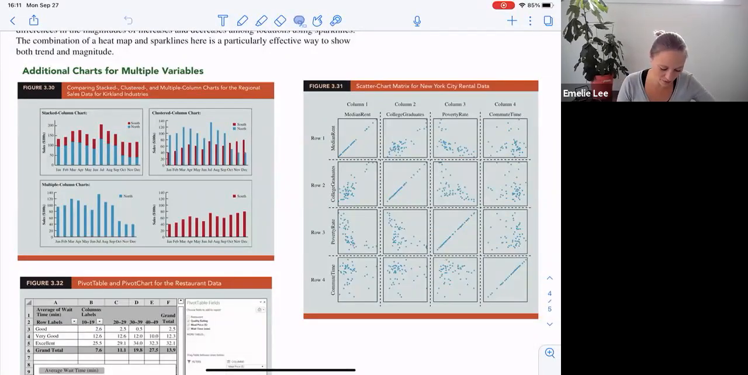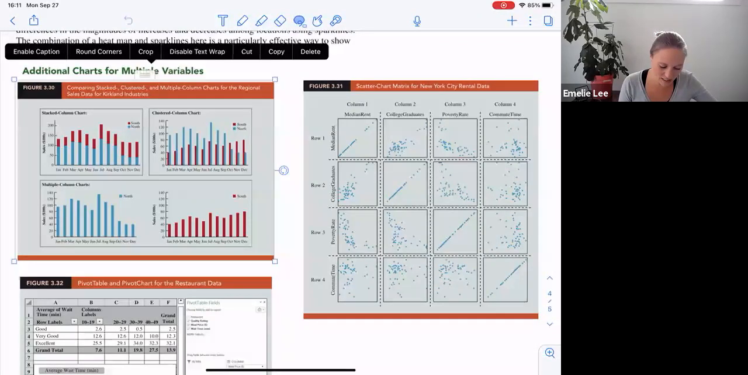Okay, so we decided that we're going to use bar charts for categorical data, right? But then there might be times where we have maybe two categories that we want to consider, right? And so then we can use something like this.